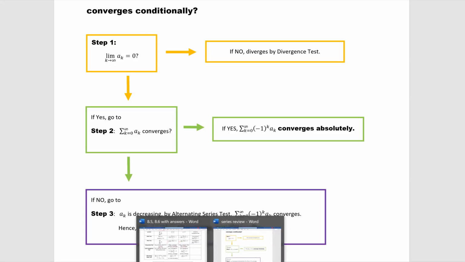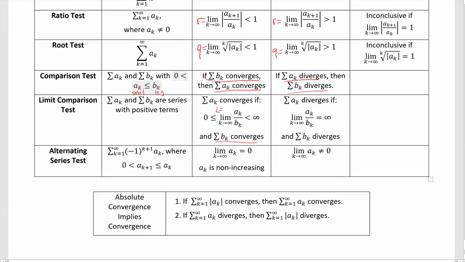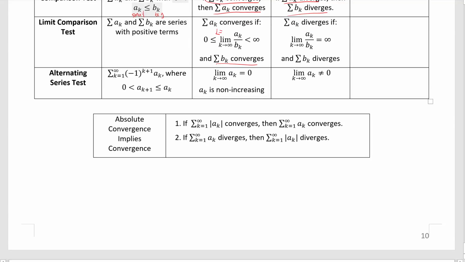Okay, so yes. And absolute convergence implies convergence because we know the series of the absolute value is the big guy, and the series itself is the small guy. So this is the big guy, and this is the small guy. That's why if the big guy converges, then the small guy converges. If the small guy diverges, then the big guy diverges. So far, so good, everybody?